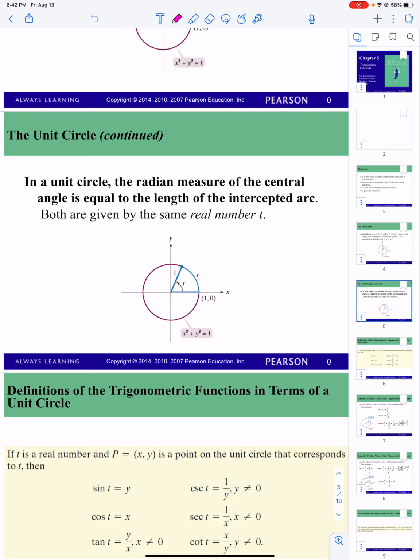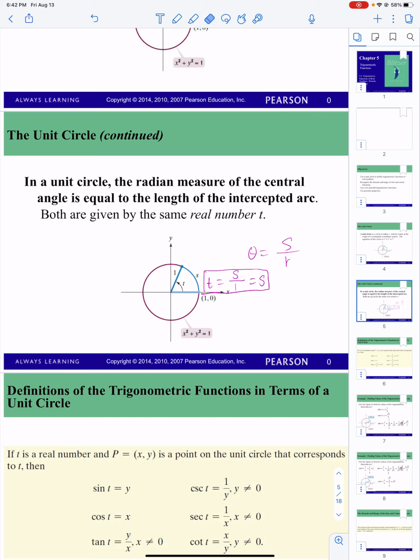Okay, so why? Do you remember theta equals what? S over R, yeah? And theta here is actually T, equal to what? S over R is what? 1. So what does this equal? T equals what? S. So this means the angle T, the angle using the number T here, is equal to the arc length.